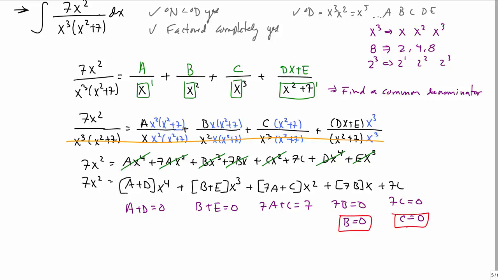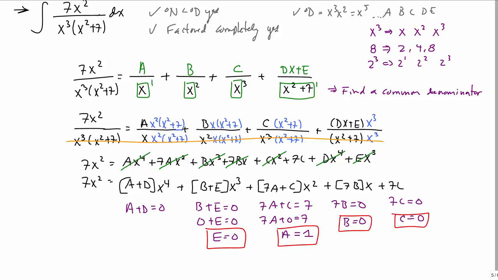And then plugging in over here, if c is 0, I have 7a plus 0 equals 7. So if I divide through by 7, I get a equals 1. And then over here, I already know b is equal to 0, so I have 0 plus e equals e. So this means e equals 0. So there's another one. I'm happy with all these zeros.